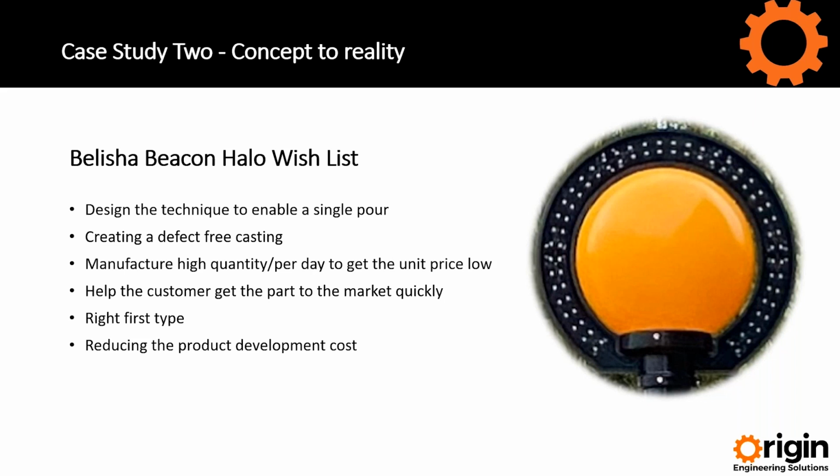So obviously, as I mentioned, to have a single pour, we want to provide a casting that's defect free. We want to manufacture the casting at the highest quality we can produce. But on top of that, with my production head on, I want to produce as many as I can a day without affecting quality. Again, helping the customer get the part to the market quickly, which we did. And I don't want to be doing lots of trials. I want to make the die right first time. And that's the target. We want it right first time, hence using casting simulation. And out of all this, we want to reduce the product development cost.